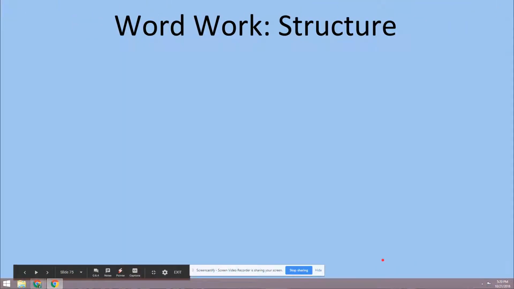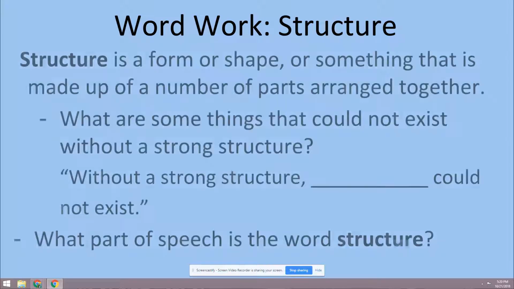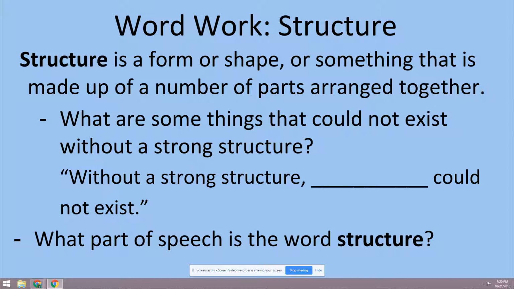Okay, so let's look at our word work. Today's word is structure. In the read aloud, you heard Ricardo say, today we're going to talk about the system that gives your body structure, allowing it to stand on its own. So if you think about the word structure, and you say the word quietly to yourself, structure. A structure is a form or shape or something that is made up of a number of parts arranged together.